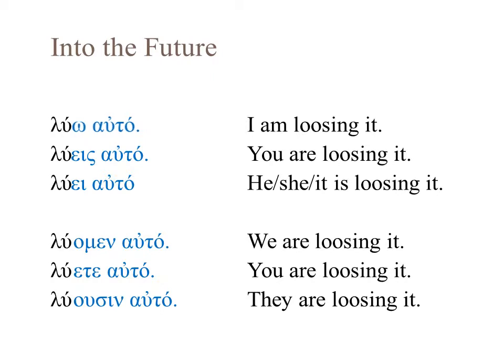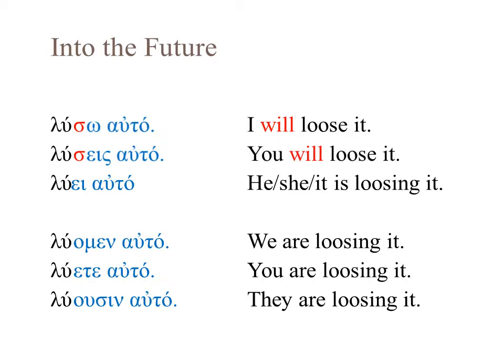All we're going to do is move it over and drop in a sigma, and we get luso auto, which means I will loose it. Same in the second person, that sigma falls in, luseis auto, you will loose it. Third person drops right in, lusei auto, he, she, it is loosing it before, and he, she, it will loose it.